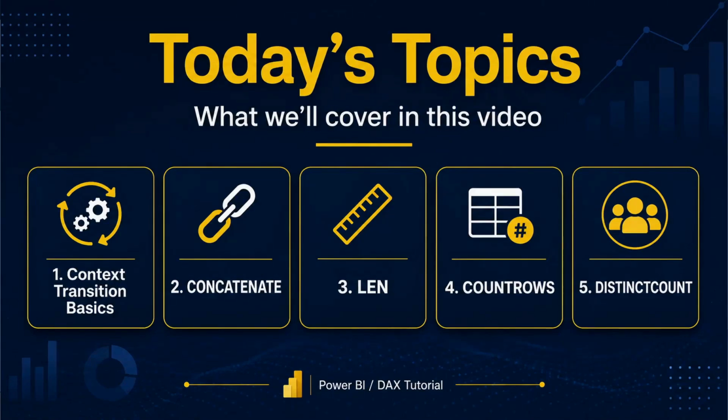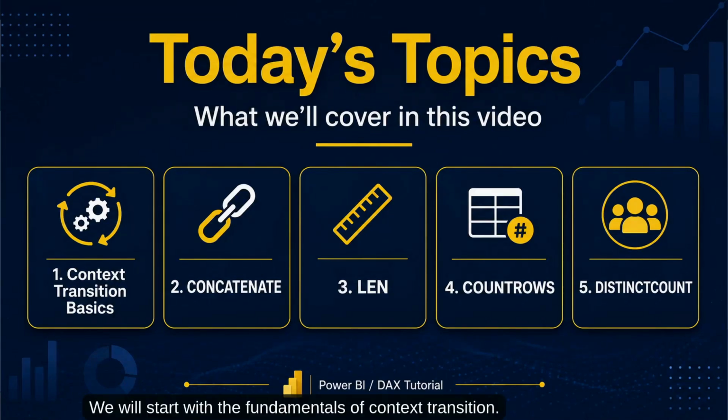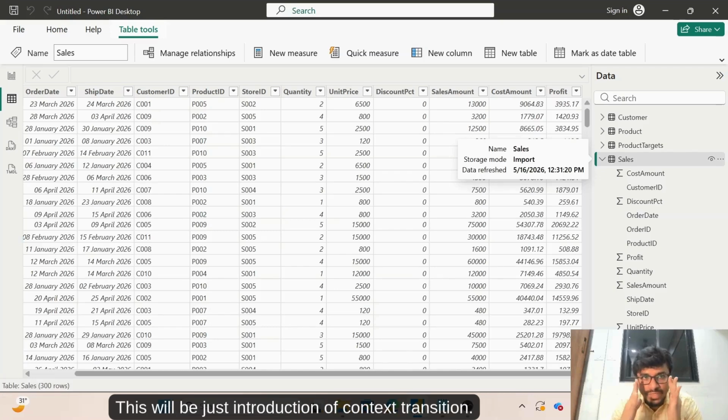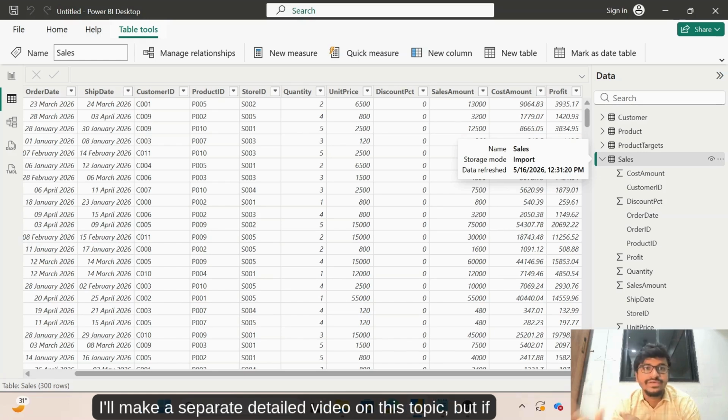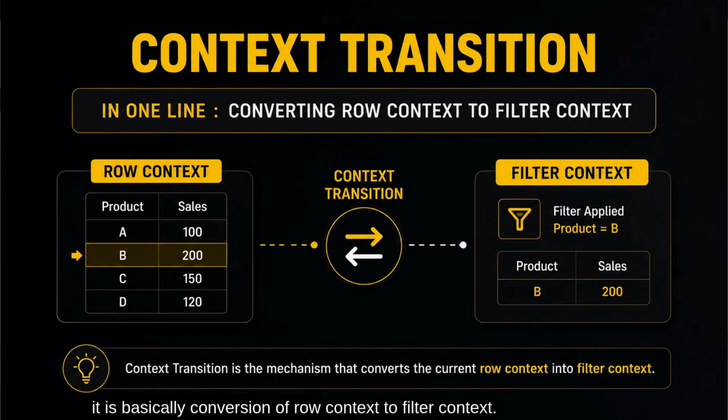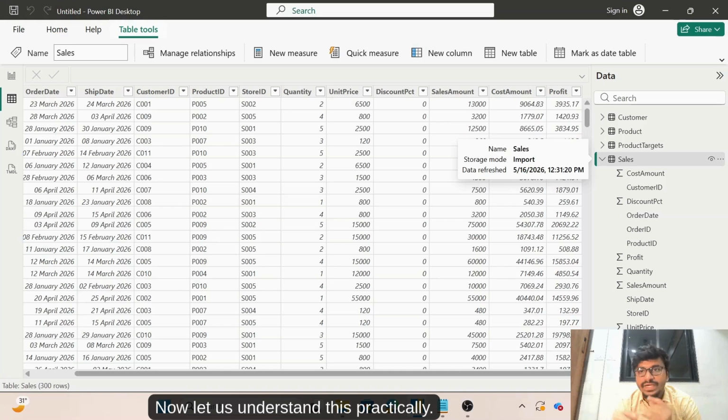So on the screen, you can see the topics that we are going to discuss today. We will start with the fundamentals of context transition. This will be just an introduction of context transition. I'll make a separate detailed video on this topic. But if I have to explain it in one line, context transition is basically conversion of row context to filter context. Now let us understand this practically.